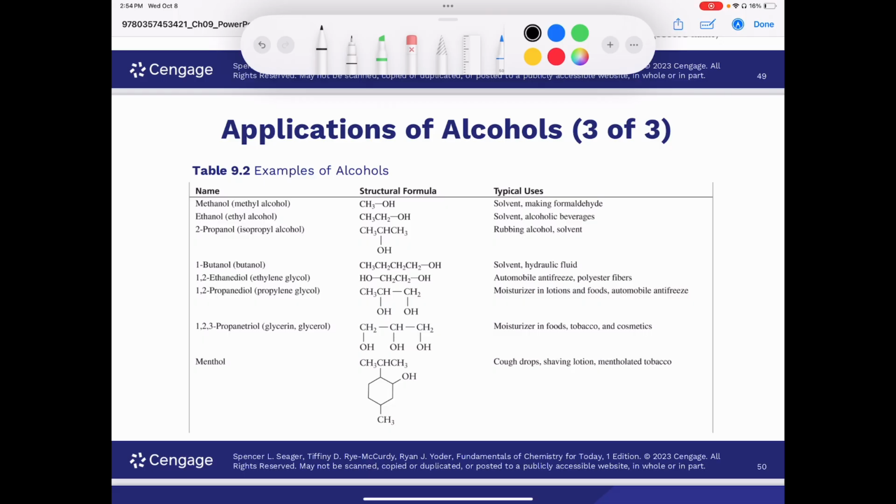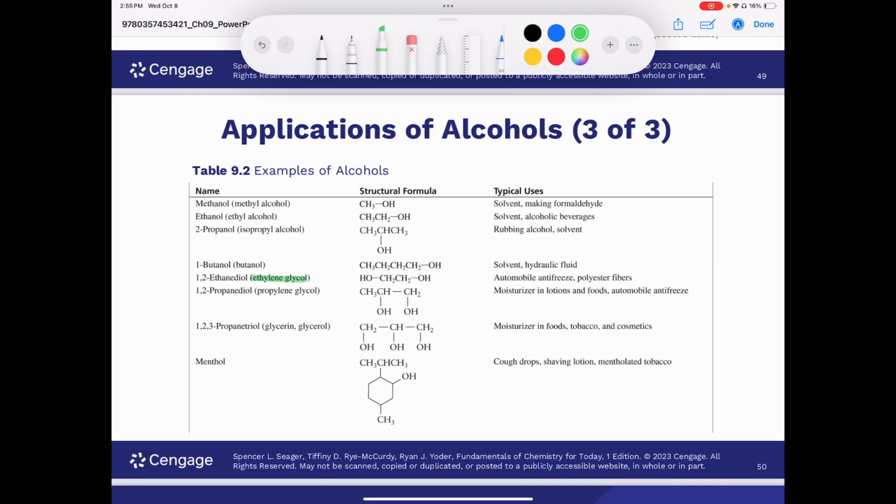Then we have 2-propanol or isopropyl alcohol, rubbing alcohol, which is again also used as a solvent. You see that most of them are used as solvents. Then we have 1-butanol, which can be used as a solvent. It's also found in hydraulic fluid. Then we have ethylene glycol or 1,2-ethanediol. So ethylene glycol is found in automobile antifreeze.